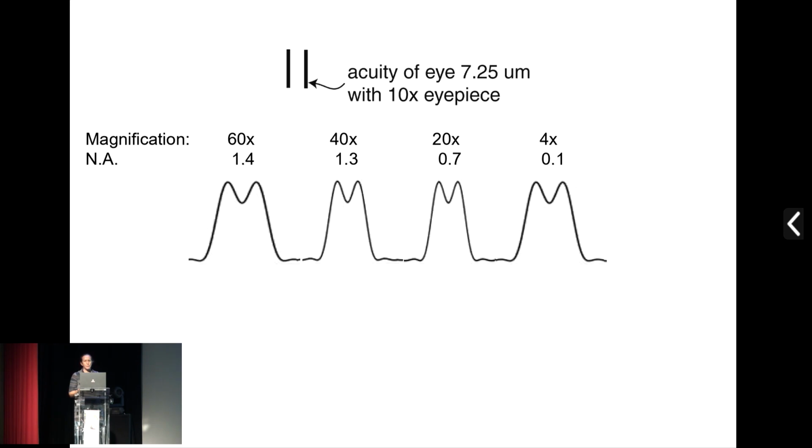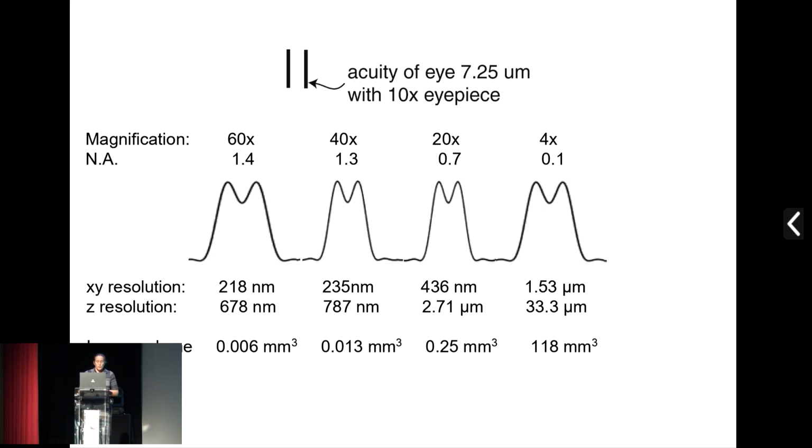So with a 10 times eyepiece, again, in image space, the visual acuity of the human eye is about 7 micron. So until the advent of digital photodetectors, cameras, photomultipliers, etc., there was no point in having an objective lens that could see more than your eye could detect.